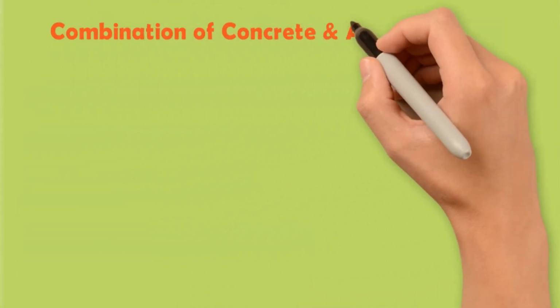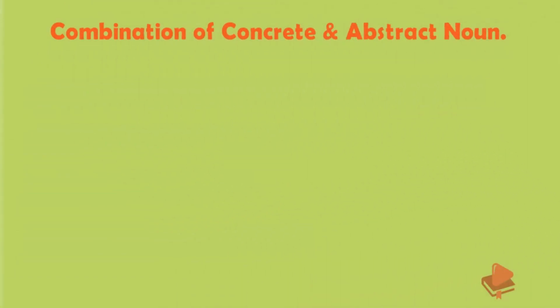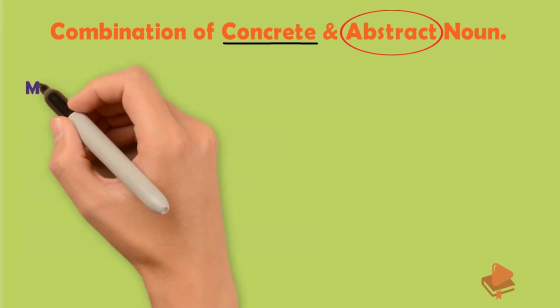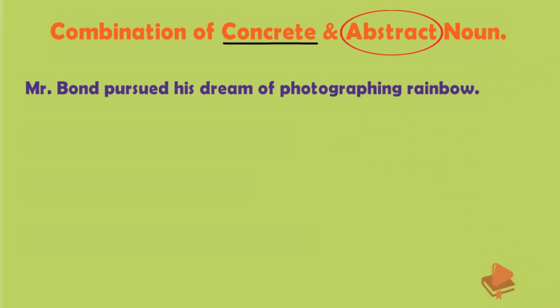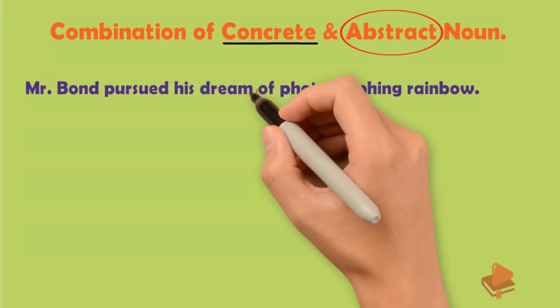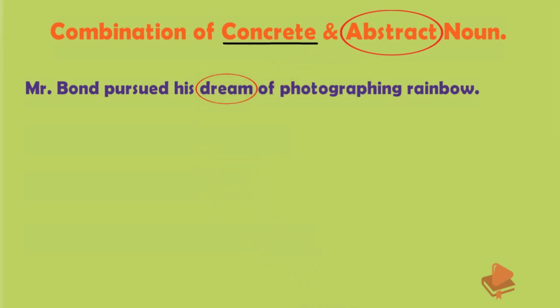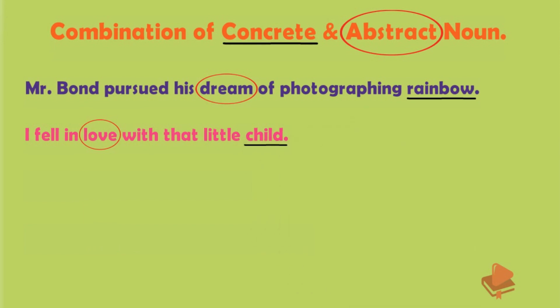Let's see the combination of concrete noun and abstract noun. Here we have to underline the concrete noun and circle the abstract noun. Let's see a few examples. Mr. Bond pursued his dream of photographing rainbow. In this sentence, dream is an abstract noun and rainbow, since we can see it, is a concrete noun. Let's see another example. I fell in love with that little child. So love here is an abstract feeling, it's an abstract noun. Child is a concrete noun.